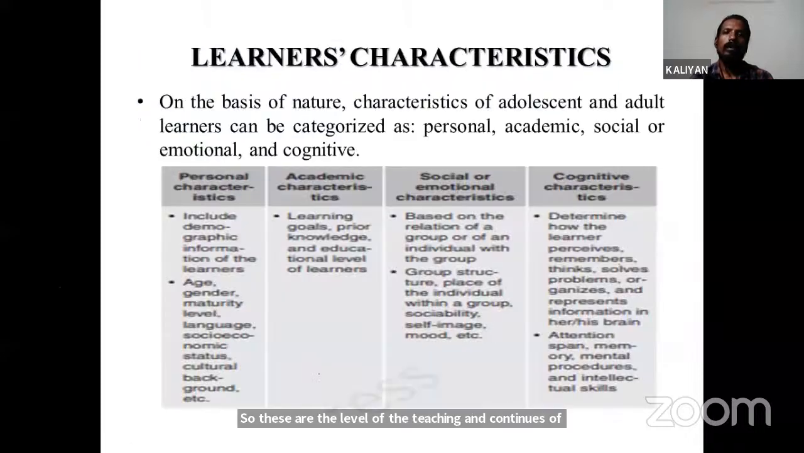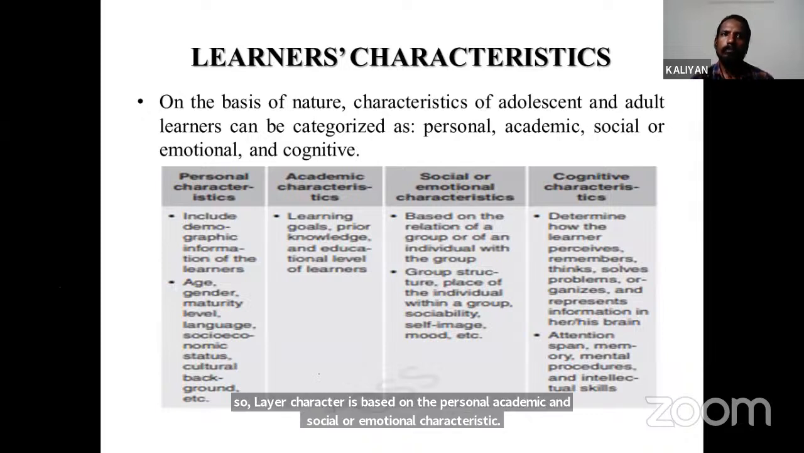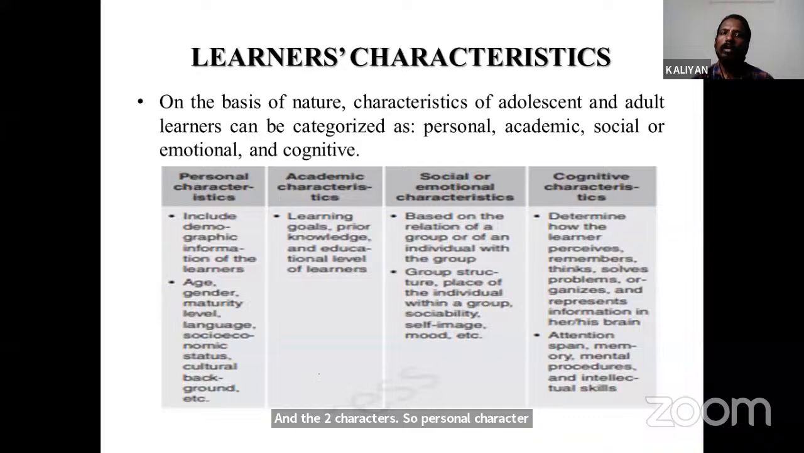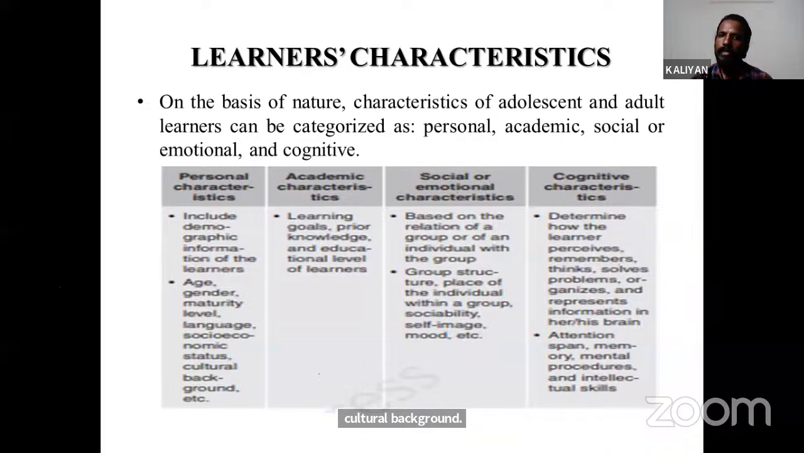The next topic is learner characteristics. Learner characteristics are based on personal, academic, social or emotional, and cognitive characteristics. Personal characteristics include demographic information of the learners like age, gender, maturity level, language, socioeconomic status, and cultural background. Academic characteristics are learning goals, prior knowledge, and educational level of the learners. That is the academic characteristic.